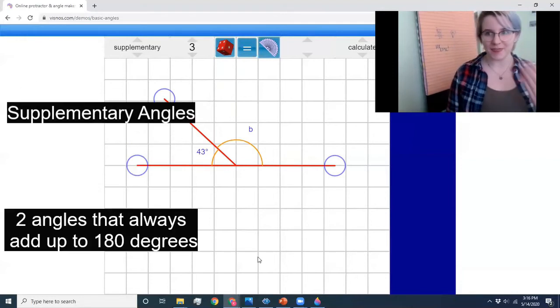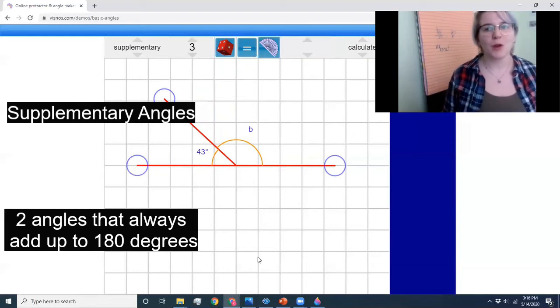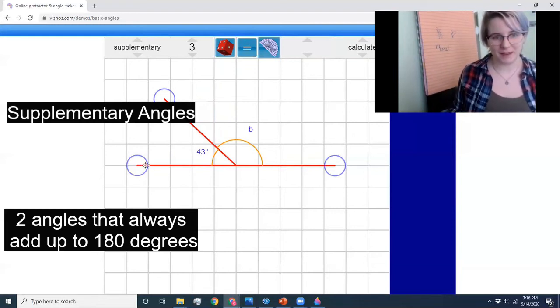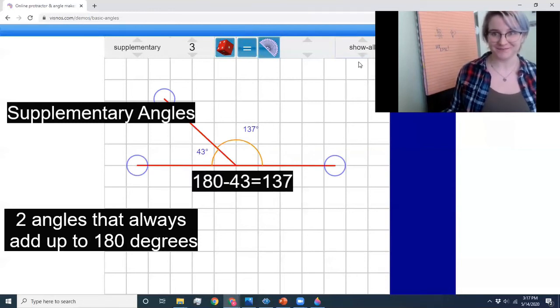What if we look at this pair of supplementary angles? Well, we know that this is 180 degrees. We know that this part is 43 degrees. How do we find angle B? That's right. We take 180 and we subtract what we already know. 180 minus 43 is 137.